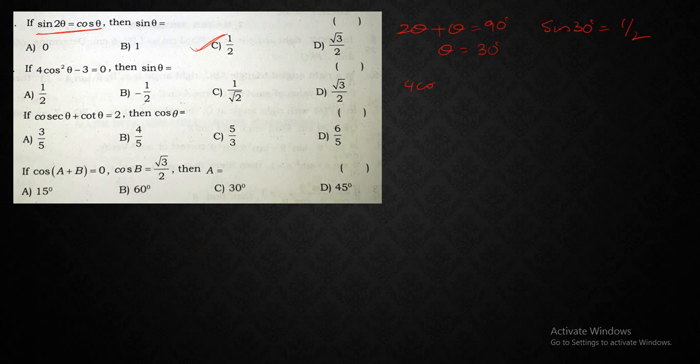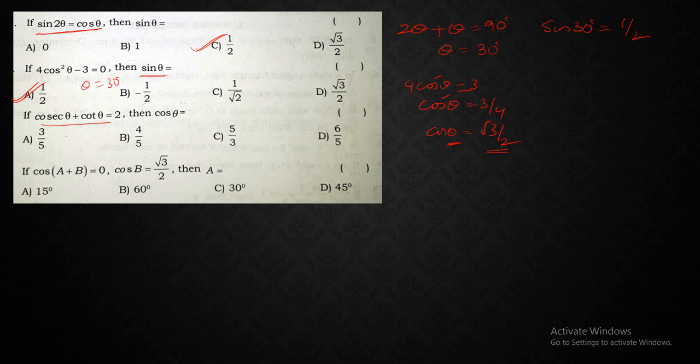Next, 4 cos square theta minus 3 is equal to 0. So when I transpose this, it becomes 4 cos square theta is equal to 3. From this, cos square theta is equal to 3 by 4. Cos theta is equal to root 3 by 2. So for what value of theta is cos root 3 by 2? For 30 degrees, right? So theta is equal to 30 degrees. But what did he ask? Sin 30. So sin 30 means 1 by 2.